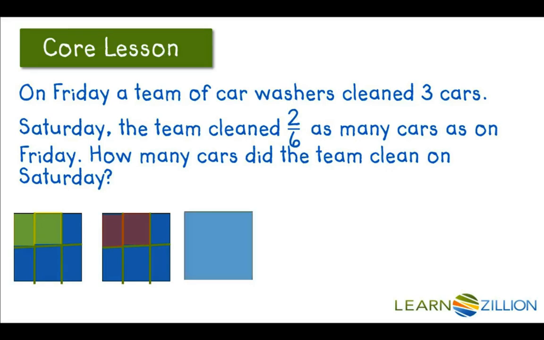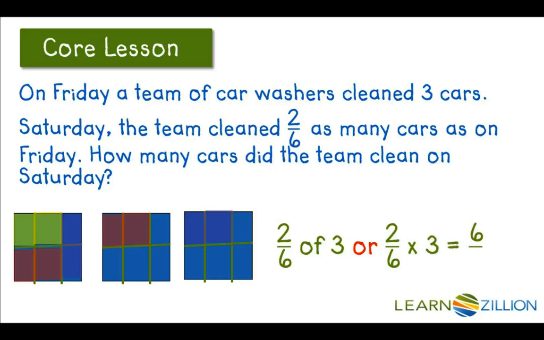No. We need to show the third model divided also into 6 parts, and we'll shade 2 of those 6 parts. Notice that we can take the 2 sixths and combine them with the first model until we've used all the numerators, or each of the 6. We see the green 2 pieces combined with the pink 2 pieces, and then the purple 2 pieces. When we combine all of these, we can see that 2/6 of 3, or 2/6 times 3, is equal to 6/6, or 1 whole. So the team of car washers cleaned 1 whole car on Saturday.